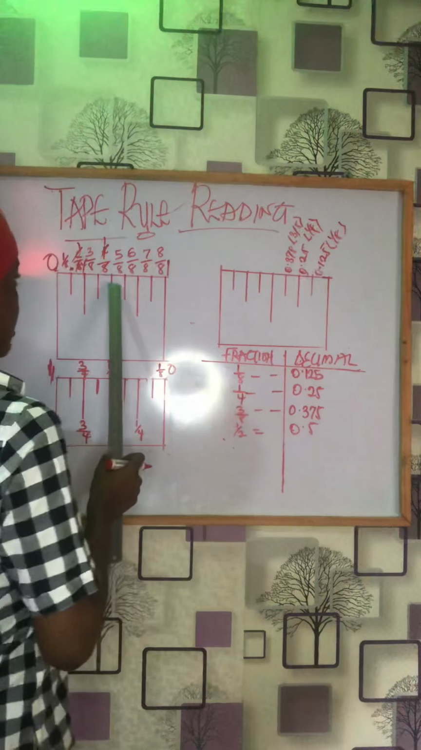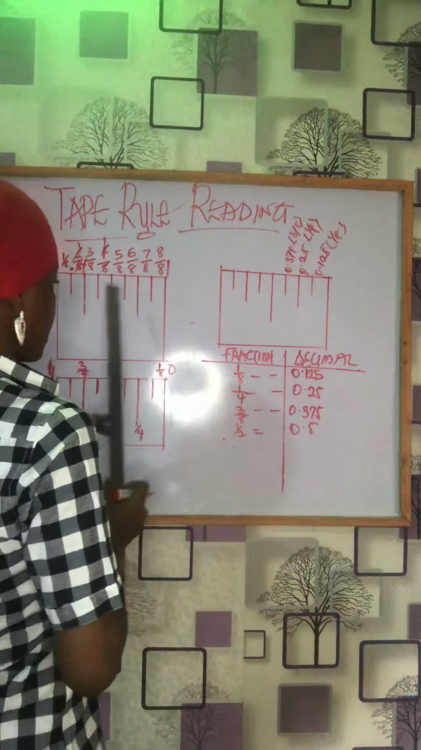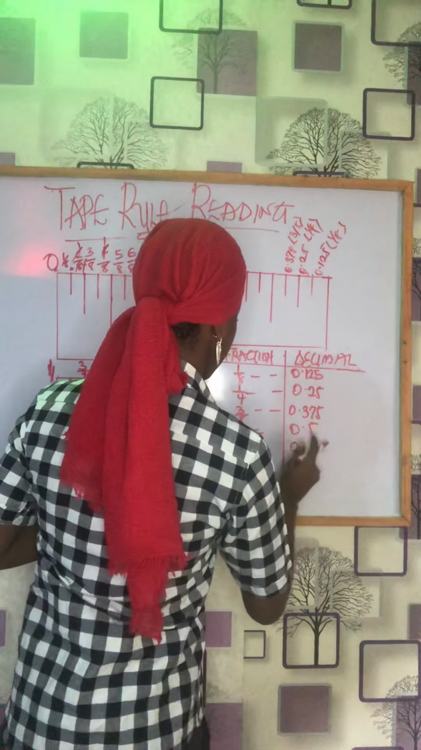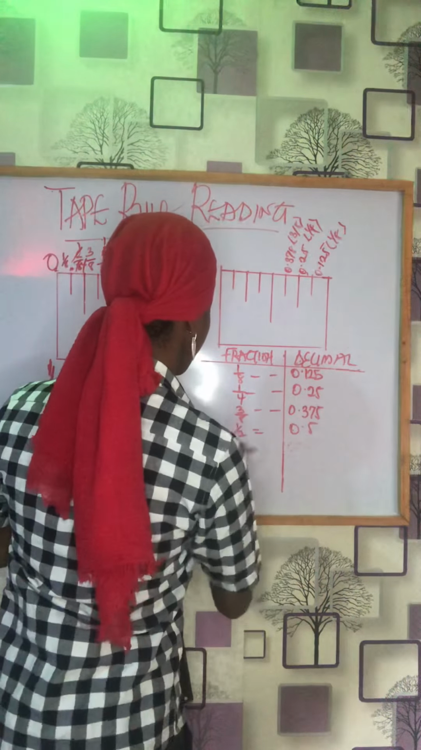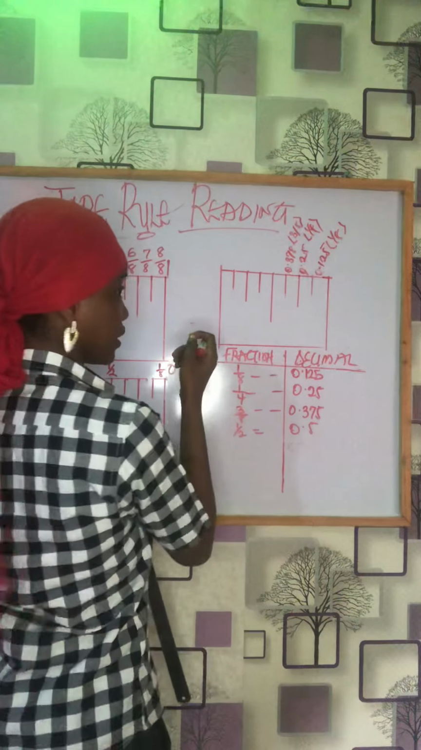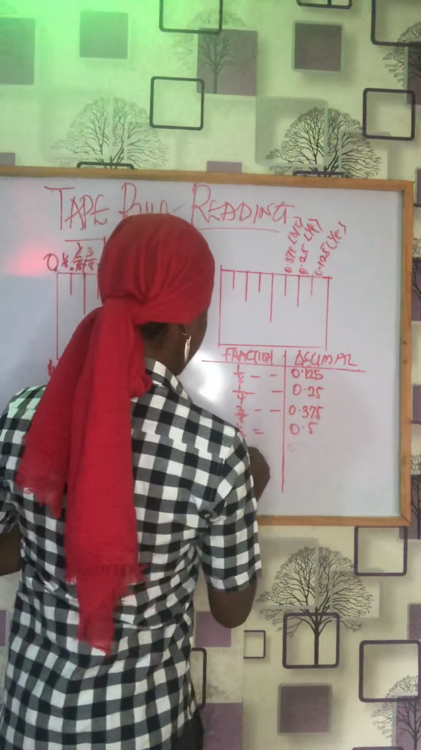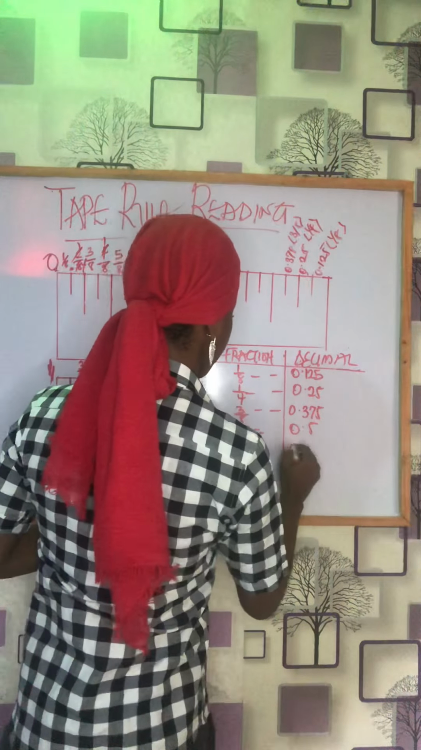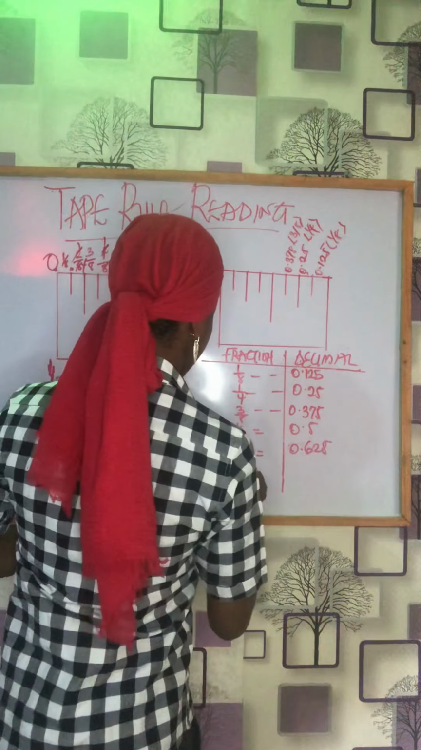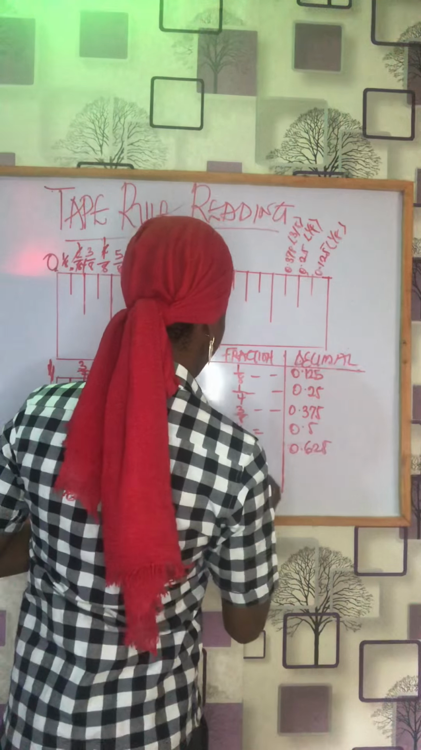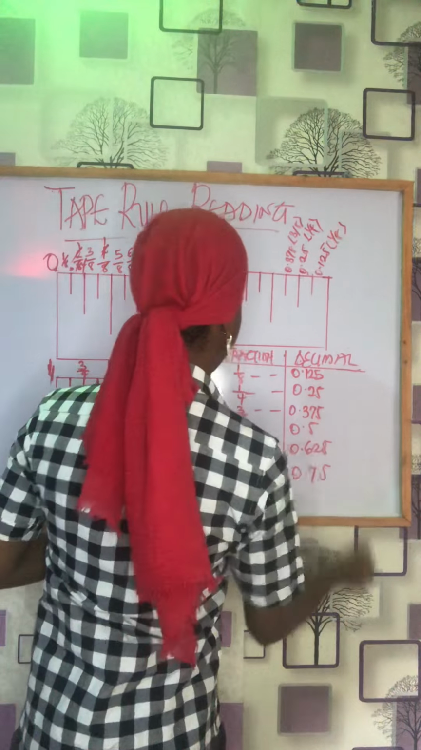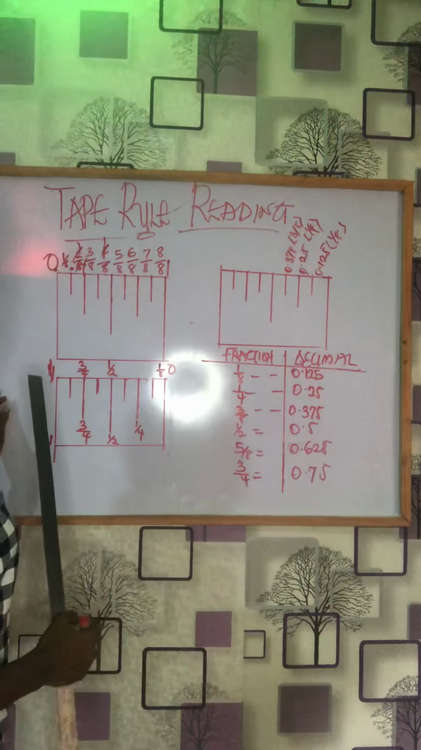The next one is 5/8. 5/8 will give me 0.625. Make use of your calculator. Then the next one is 3/4. 3/4 is 0.75. Then we have 1.